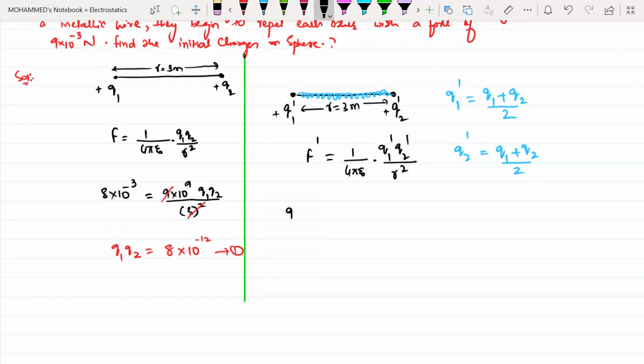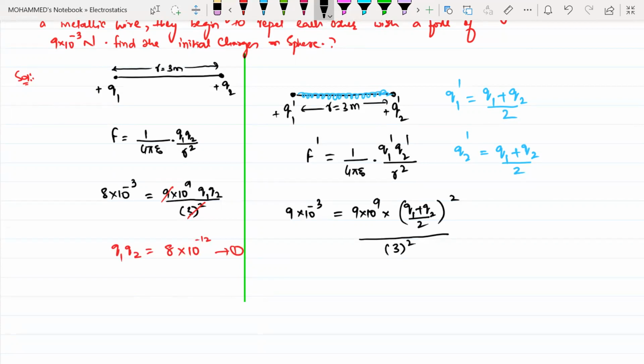The distance between them is not going to change, but the force has changed. What is the force we have taken right now? Before connecting it was 8 into 10 to the power of minus 3. After connecting by the conducting wire, it is 9 into 10 to the power of minus 3. And 1 by 4 pi epsilon naught is 9 into 10 to the power of 9. q1 dash and q2 dash are the same, so I can take here q1 plus q2 divided by 2, whole square, divided by 3 square. Is it clear? Yes, sir.